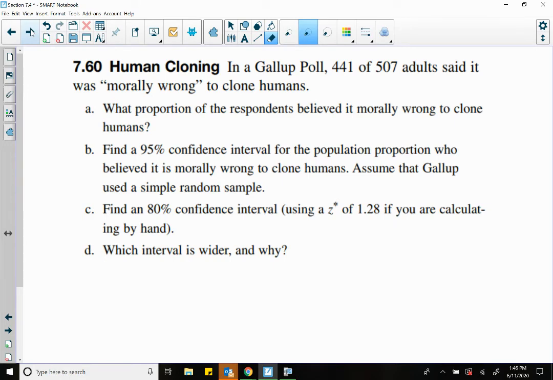Okay, so for the Gallup poll, we had 441. So that is our success. And 507, that's our total. Adults said it was morally wrong to clone humans. Now it says, what proportion of respondents believe it is morally wrong?